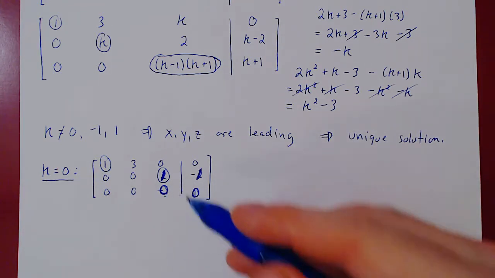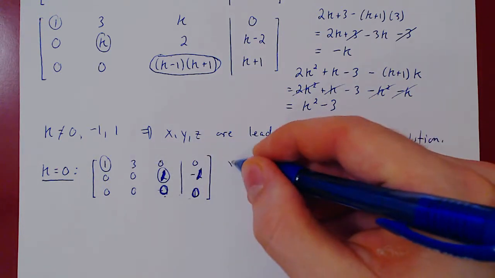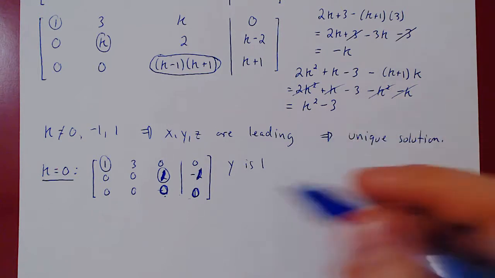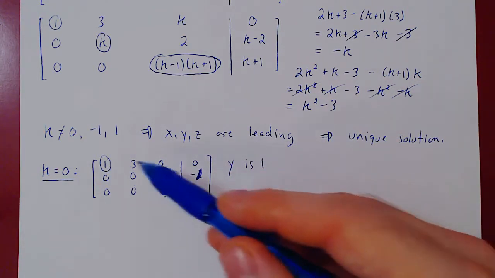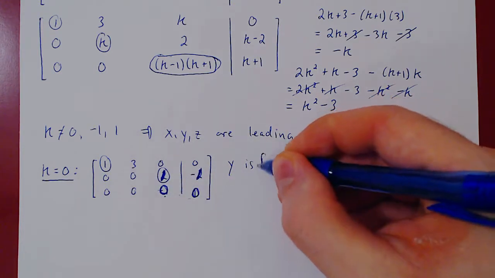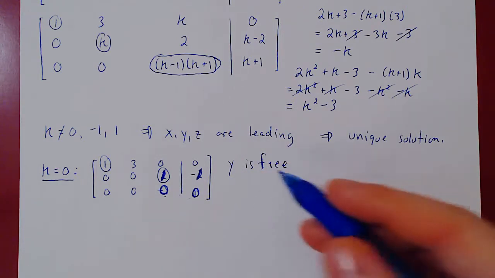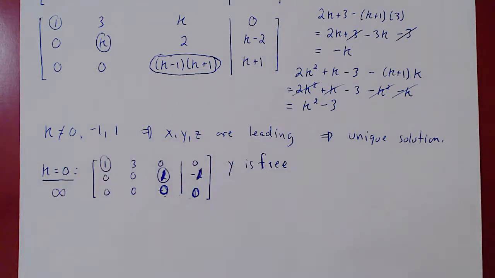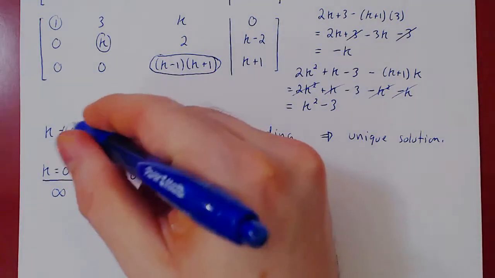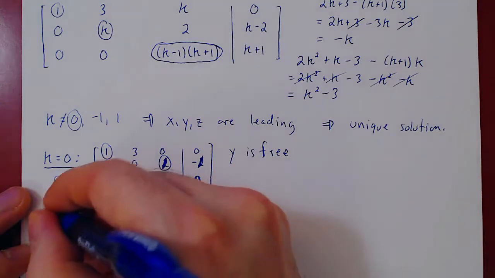The system is consistent. I'm sorry. X and z are leading, as they both have a leading 1, but y does not, so y is free. The system is consistent, y being free, and y will become a parameter, which will give us an infinite number of solutions. That takes care of k equals 0. Let us now check k equals negative 1.